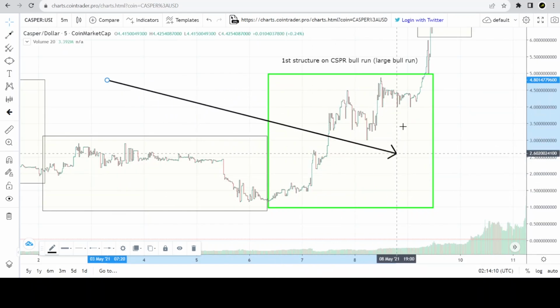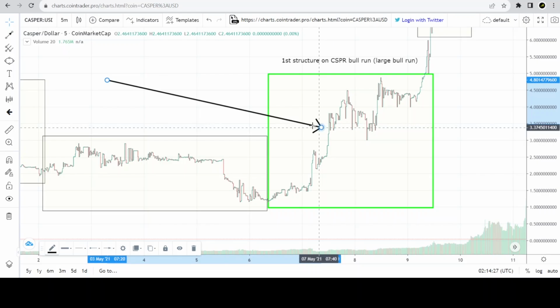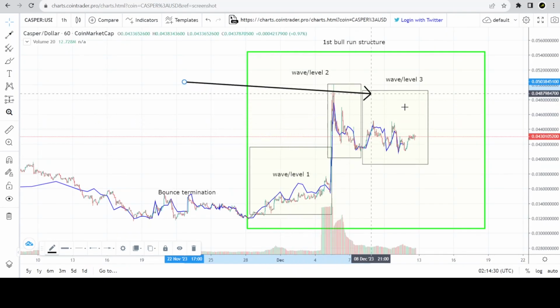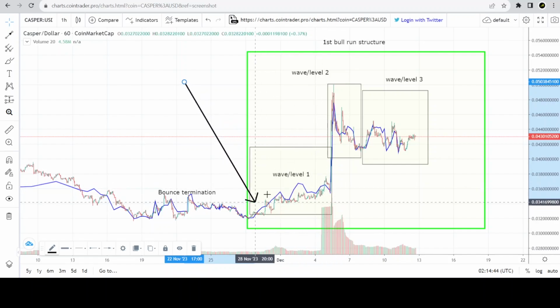Now I'm going to copy and paste this fractal onto today's chart so we can get a good understanding of where we are. In so doing, I'm going to throw out 2 different possibilities for your consideration. So here we are with those fractals copy and pasted from that large bull run onto today's chart. For the sake of clarity, instead of copying a 5-minute candle, I'm copying an hour candle so there's less noise. It is my belief that we have completed level 1 right here.